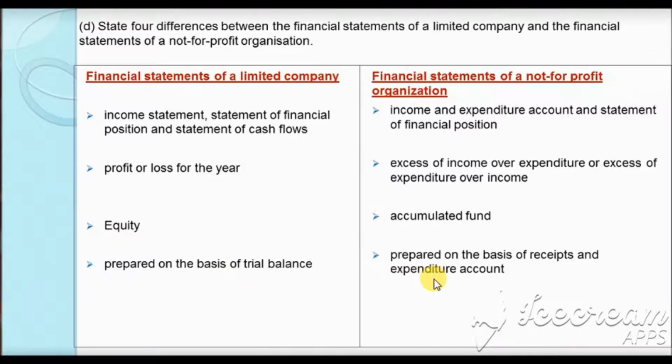Whereas as we have seen in this question, when we make the financial statement of a not-for-profit organization, we prepare it from the receipts and expenditure account, where we have here in the bank all the receipts were given and all the payments through bank was given, and that is the receipts and expenditure account, and from there we make the financial statement for a not-for-profit organization.